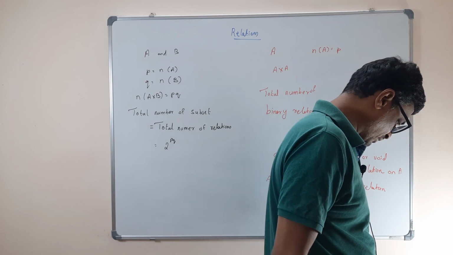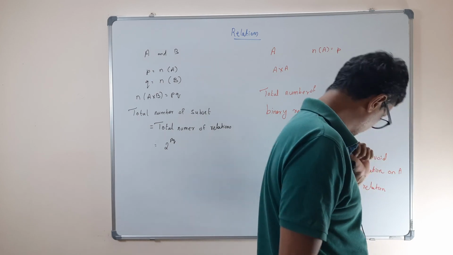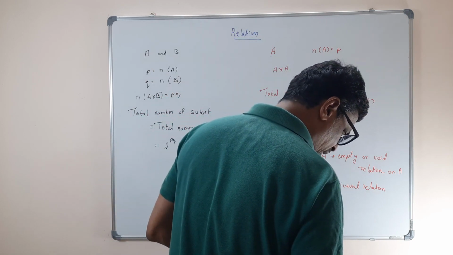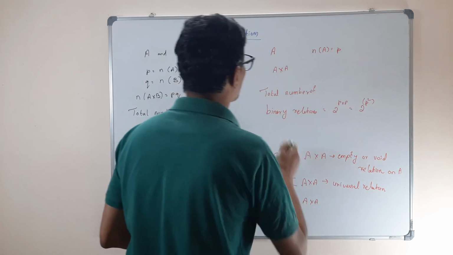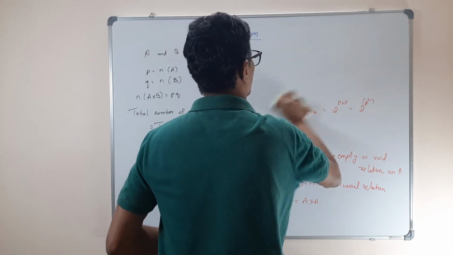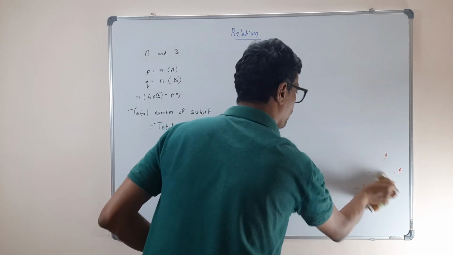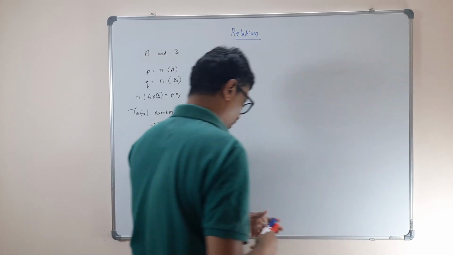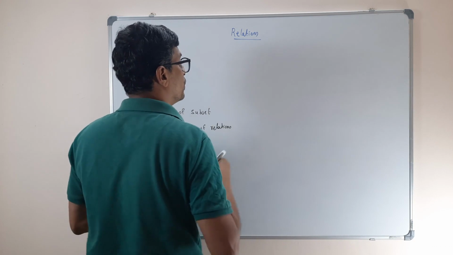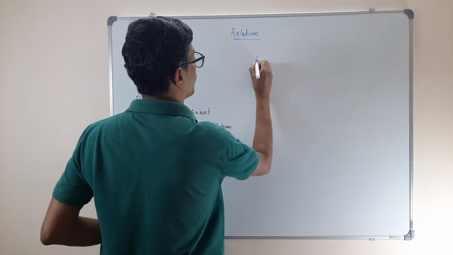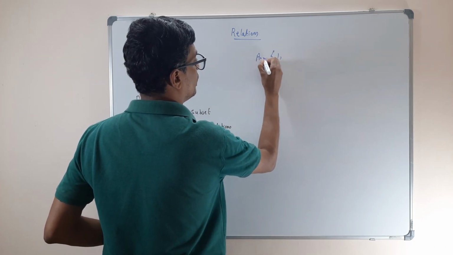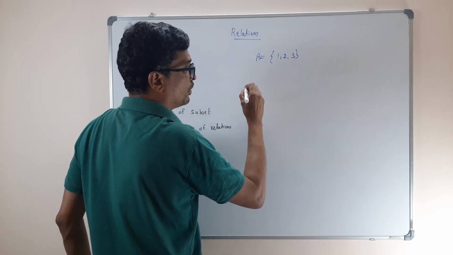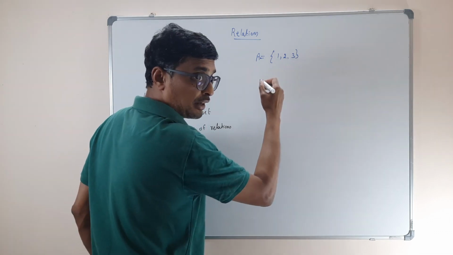Okay, so this is what it is. And then another interesting thing: there is something called the identity relation. I think I'll take an example and show, that'll be better. Let me take A equal to 1, 2 and 3.